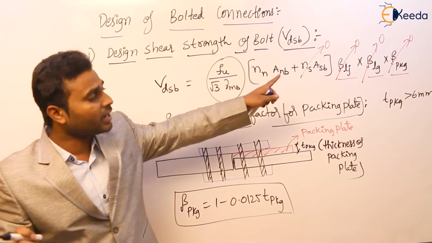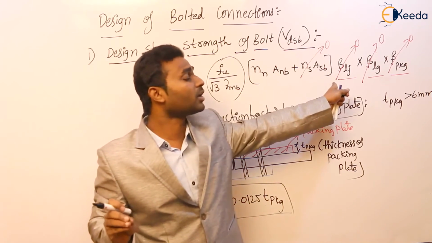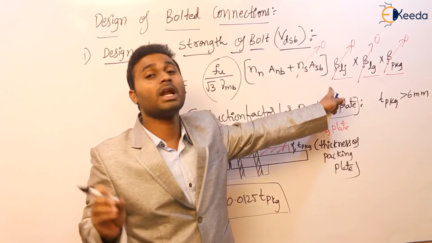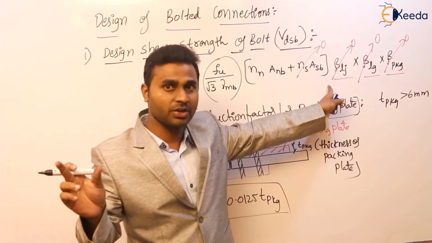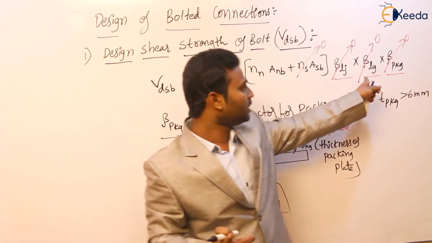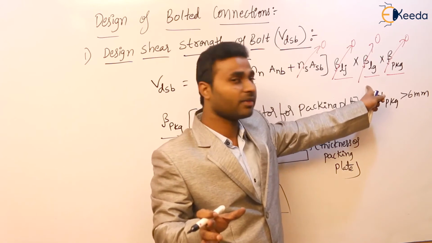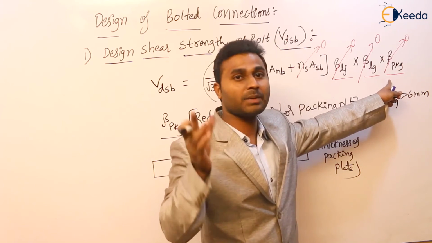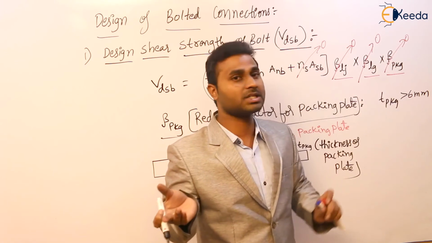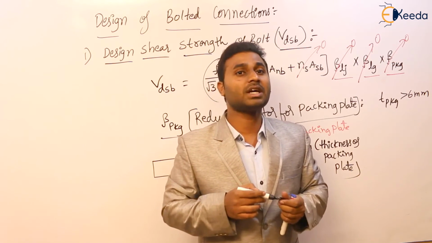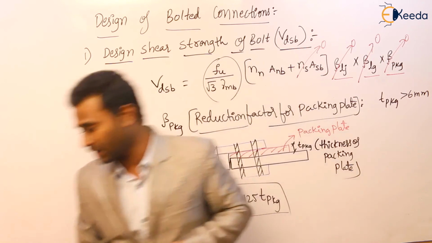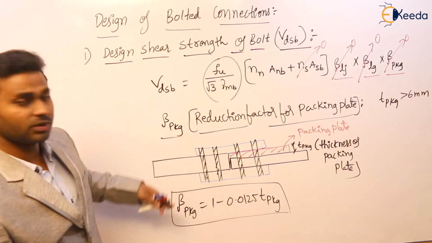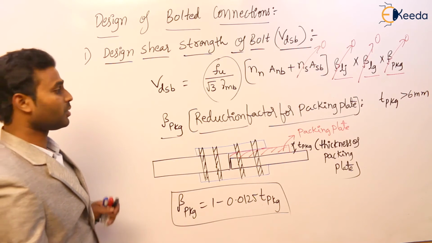When we are not going to consider this: if the length of the joint is less than 15T, no need to consider. Ensure that if the grip length is less than 5T, no need of it. Again, if the thickness of packing plate is less than 6 mm, no need to consider. So if we ensure all these conditions, how is this formula going to modify finally? I'm going to rub this, so take it down. How is this formula going to modify?